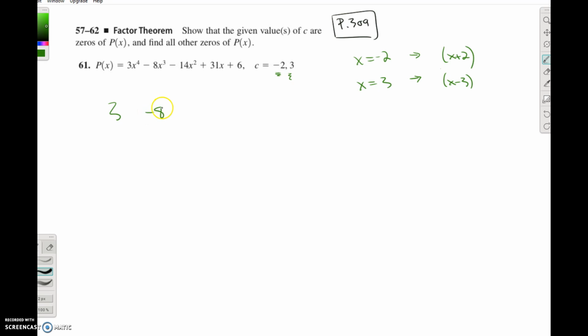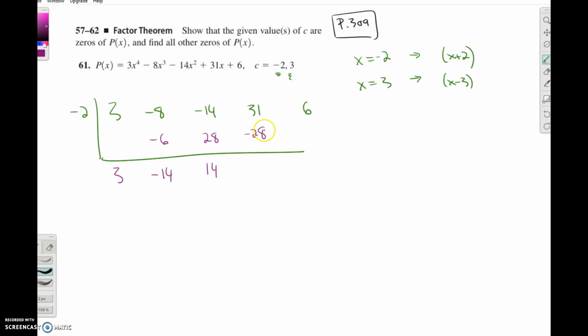3, -8, -14, 31, and 6. And let's first take out the -2. It doesn't matter what order we take them out. So we'll bring down the 3, multiply, add, multiply, add, multiply, -28, add, +3, multiply, -6, remainder 0. It's not a coincidence that the remainder is 0 because they told us that this is supposed to be a 0.